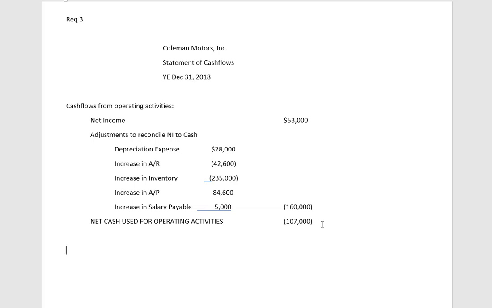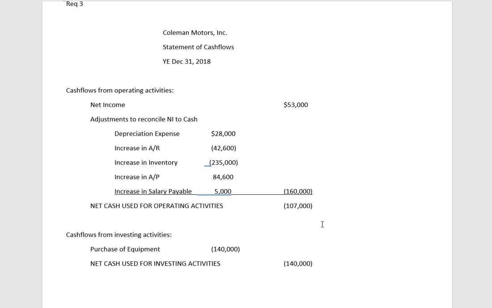So that was your cash flows from operating activities. Now we're going to go to cash flows from investing activities. And if you remember, this is your change in long-term assets. So in this case, we purchased some equipment. And obviously, if you're buying equipment, that's cash going out. And that was the only thing we actually did. So net cash used for investing activities in our situation was just 140,000. So that cash went out.